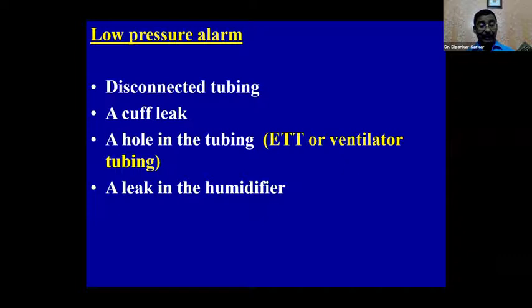Disconnection of the tube. Another thing which is important, whenever there is a low pressure, just check the cuff, because if the cuff leaks, that will be the first reflex. Check the cuff, not the tube. Because if the cuff leaks, there is a chance of aspiration. So one of the major indications of airway protection will be defeated if the patient aspirates.